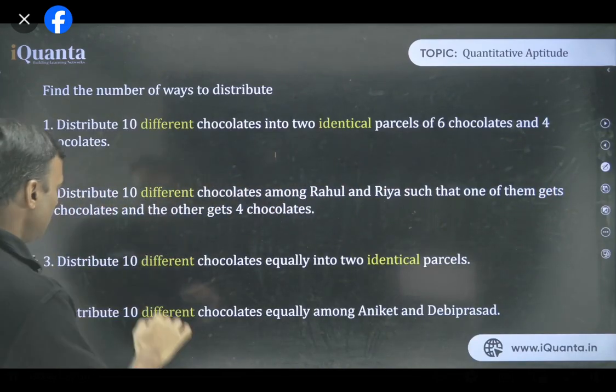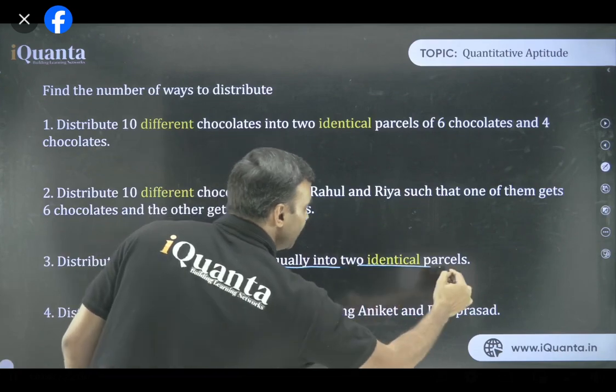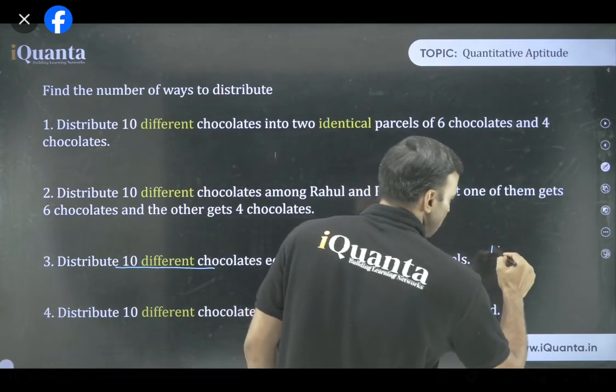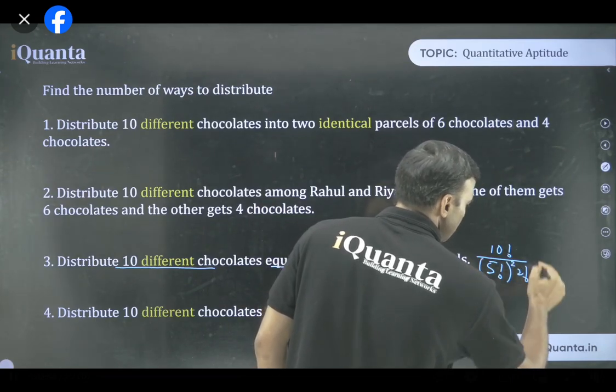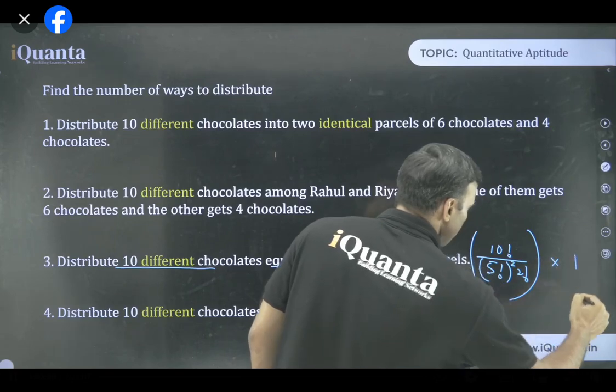Yes. So if I have 10 different chocolates to be divided equally into 2 identical parcels, what do you do? First you do the grouping. Let me write everyone's answer once. 5 factorial to the power 2 into 2 factorial. This whole thing into 1.